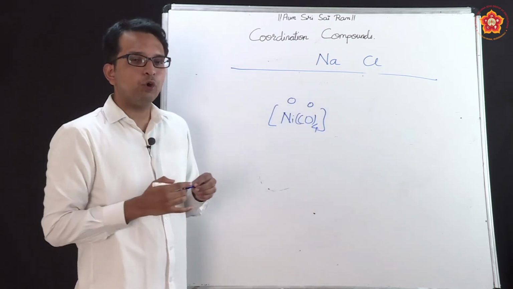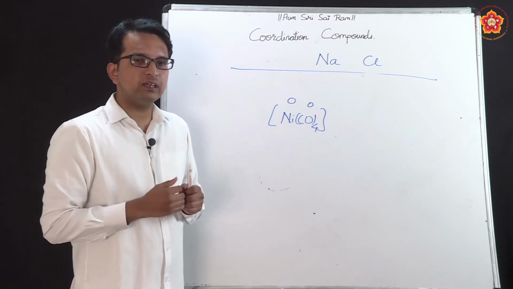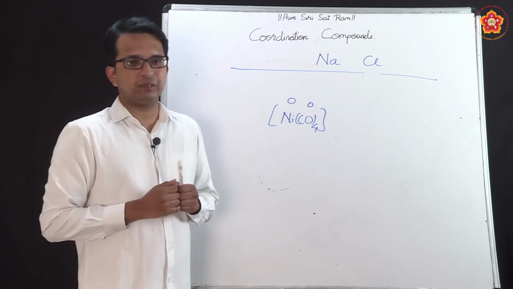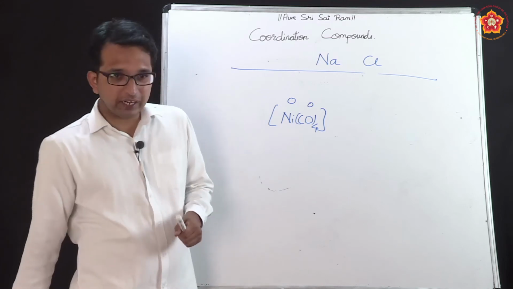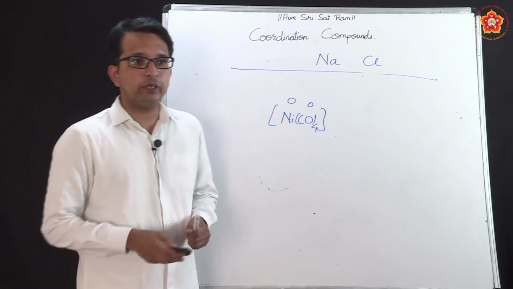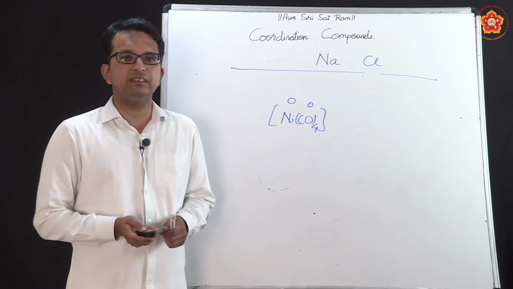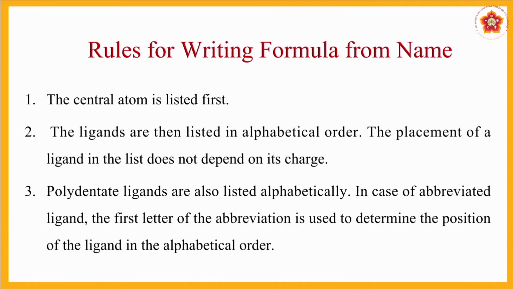So, this is how you can write the formulas from the names that are present. I hope you have got a good idea now. So, let us go into the rules that are present in these cases. What do these rules say? The rules say that the central atom is listed first.